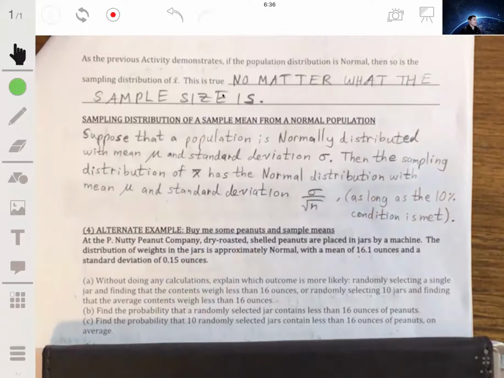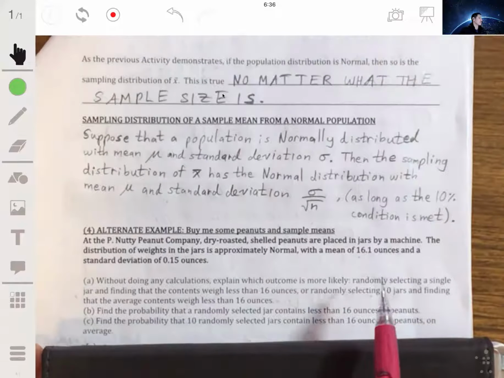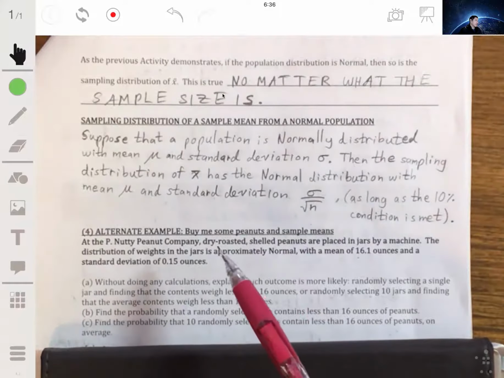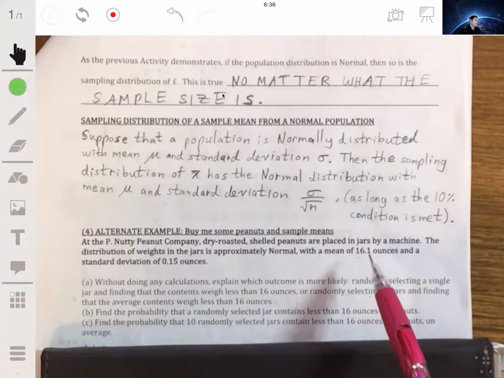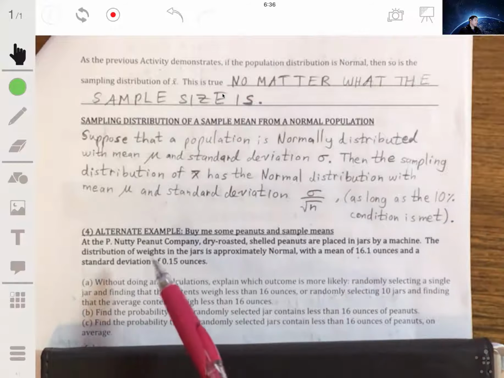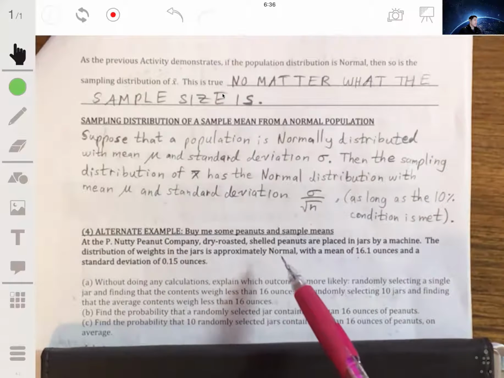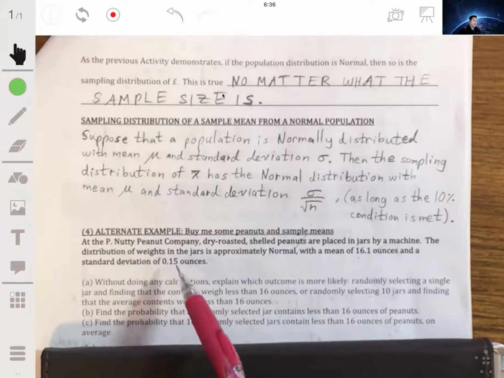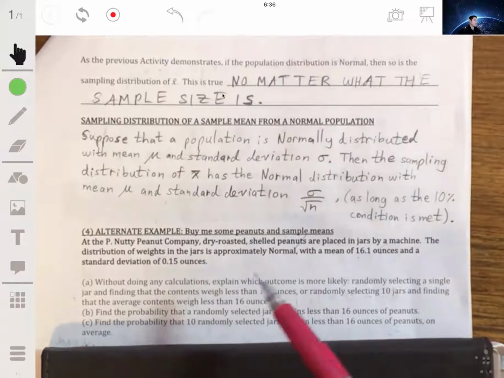We can go into the math and the rigor of it later on, but for now that's not too important. You should be able to do these problems. So let's look at this example. At the peanut company, dry roasted shell peanuts are placed in jars by a machine. The distribution of weights in the jars is approximately normal, with a mean of 16.1 ounces and a standard deviation of 0.15 ounces.